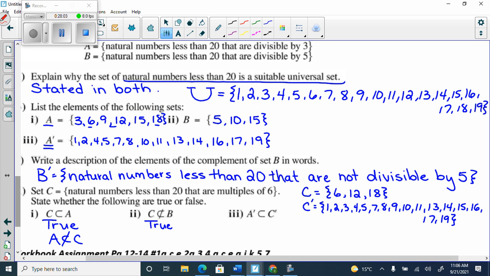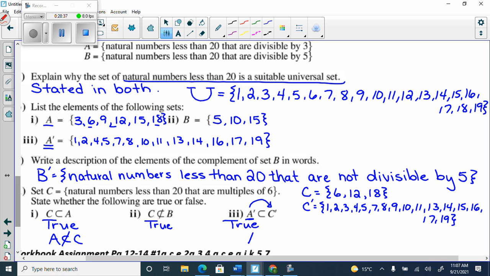So in order for this to be true, everything in not A has to be in not C, right? That's how you do it. See what's in not A and check and see if it's in not C. So 1 is in not A, it's also in not C. 2 is in not A, it's also in not C. 4 is in not A, it's also in not C. 5 is also in not C. 7 is in not A, not C. 8, 10, 11, 13, 14, 16, 17, 19, all in both. So it's good, because everything in not A is in not C.